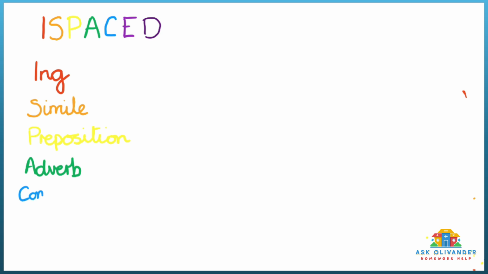C is for conjunctions, words that introduce new clauses. E is for ed words, or adjectives used to describe the subject. And lastly, D is for dialogue, reminding us that sentences can be started with speech.